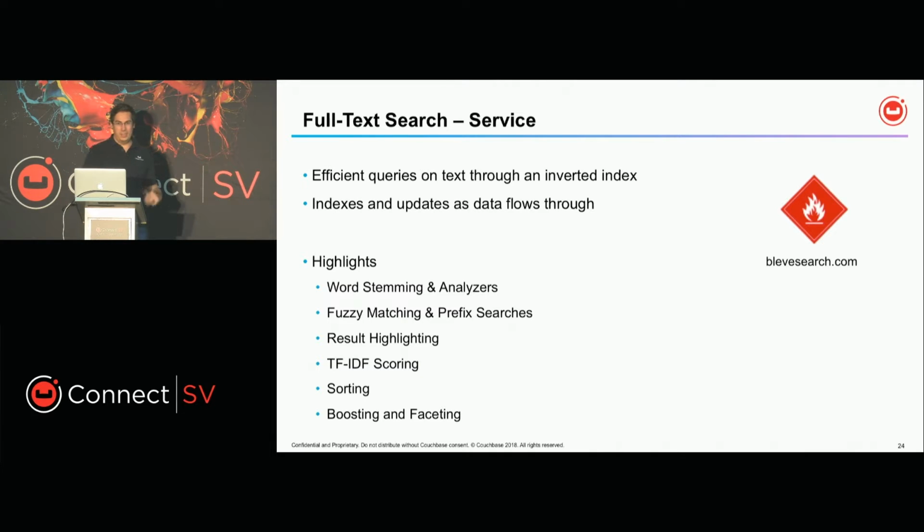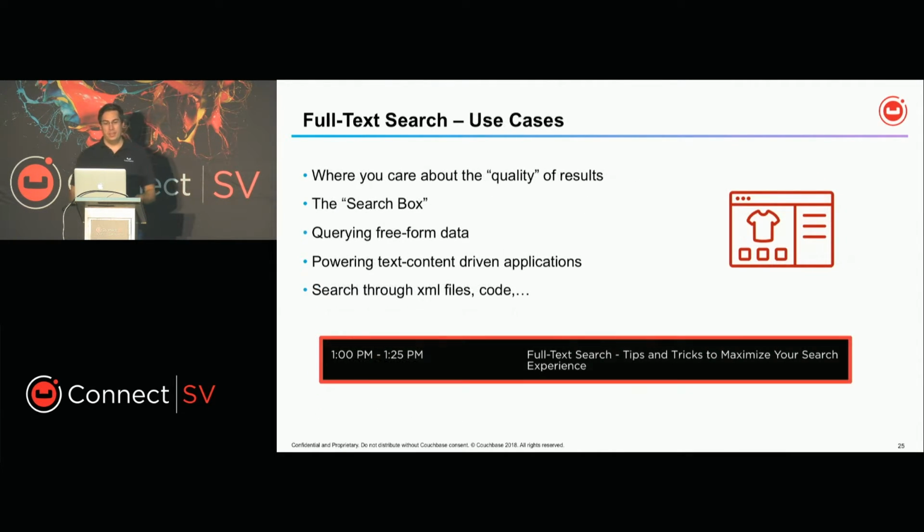If you look at it quickly, you think, oh, what's the deal, right? I can use Nickel for that. But if you actually drill into the use cases, it's a very different beast than regular querying. So what can you do with it? Of course, the most obvious thing is the search box, right? The Google box or whatever you want. So you give it freeform text and it gives you results back. But in general, it's about querying freeform data, in general, powering text content-driven applications.